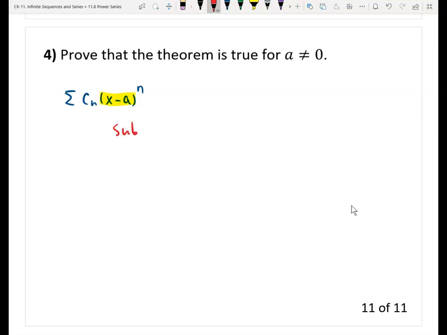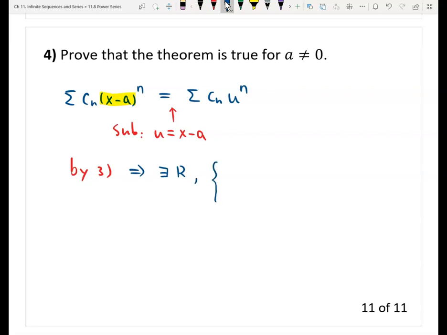And this time all we need to do is this substitution. We just use U equals X minus A, and if I put this in, we will change our power series to one centered at 0 for U. Is this centered at 0? Yeah, definitely, U minus 0, right? Therefore we can use the results from step 3. Now by step 3, we can find R, the radius of convergence, right?